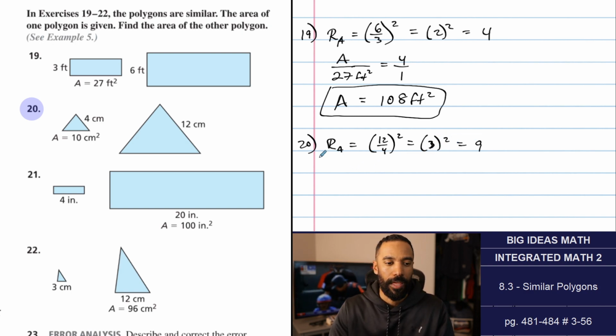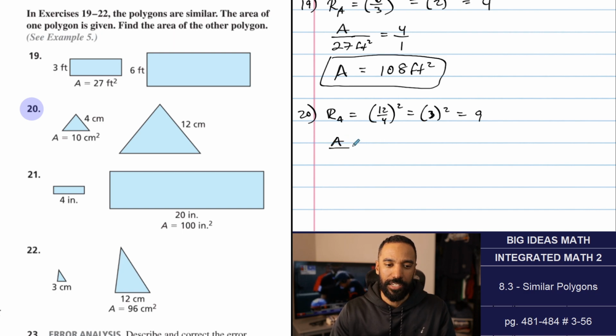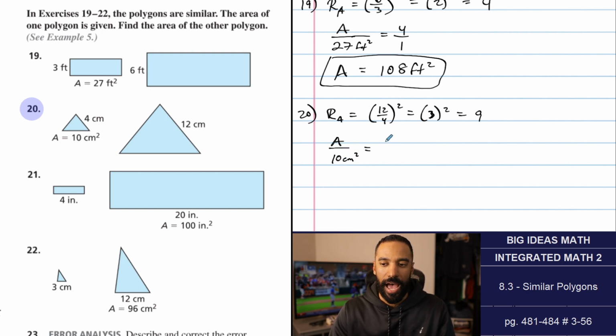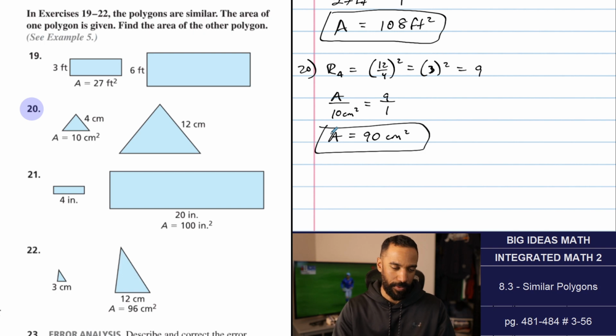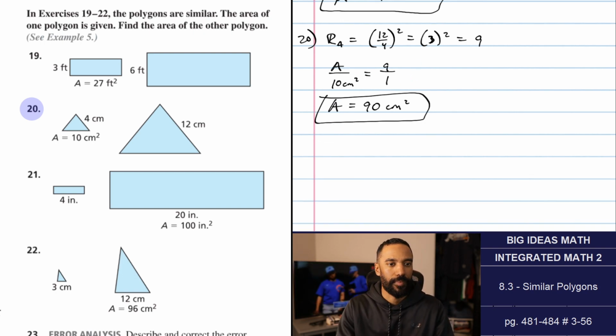Now, the 3, guys, by the way, is the similarity ratio, the scale factor. We're squaring it. So when I get the area and divide it by 10 square centimeters, the area of the smaller one, it'll be the same as doing 9 divided by 1. I could just put 9, by the way. Multiply the 10 out, and you get 90. So 90 square centimeters for this big triangle. Without knowing the height, without knowing yada yada.